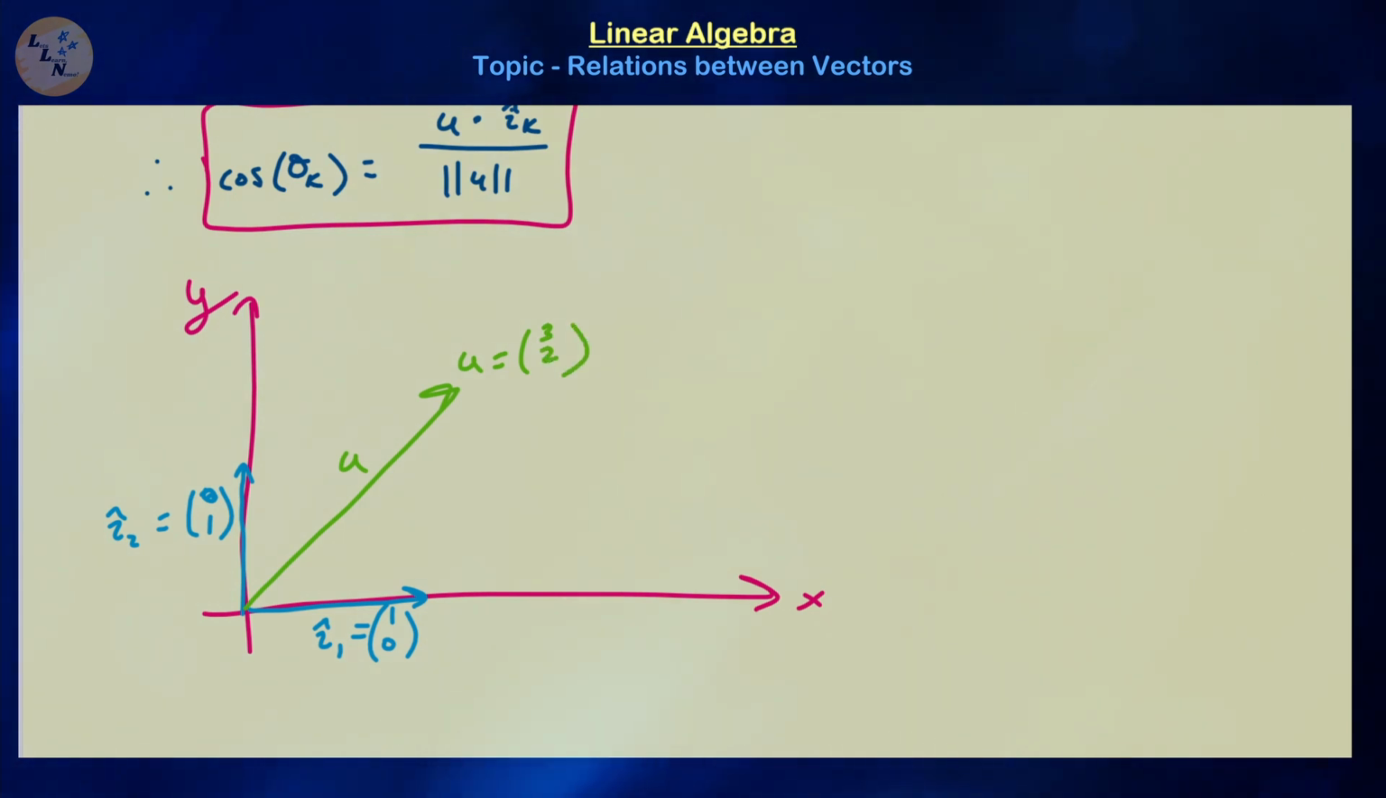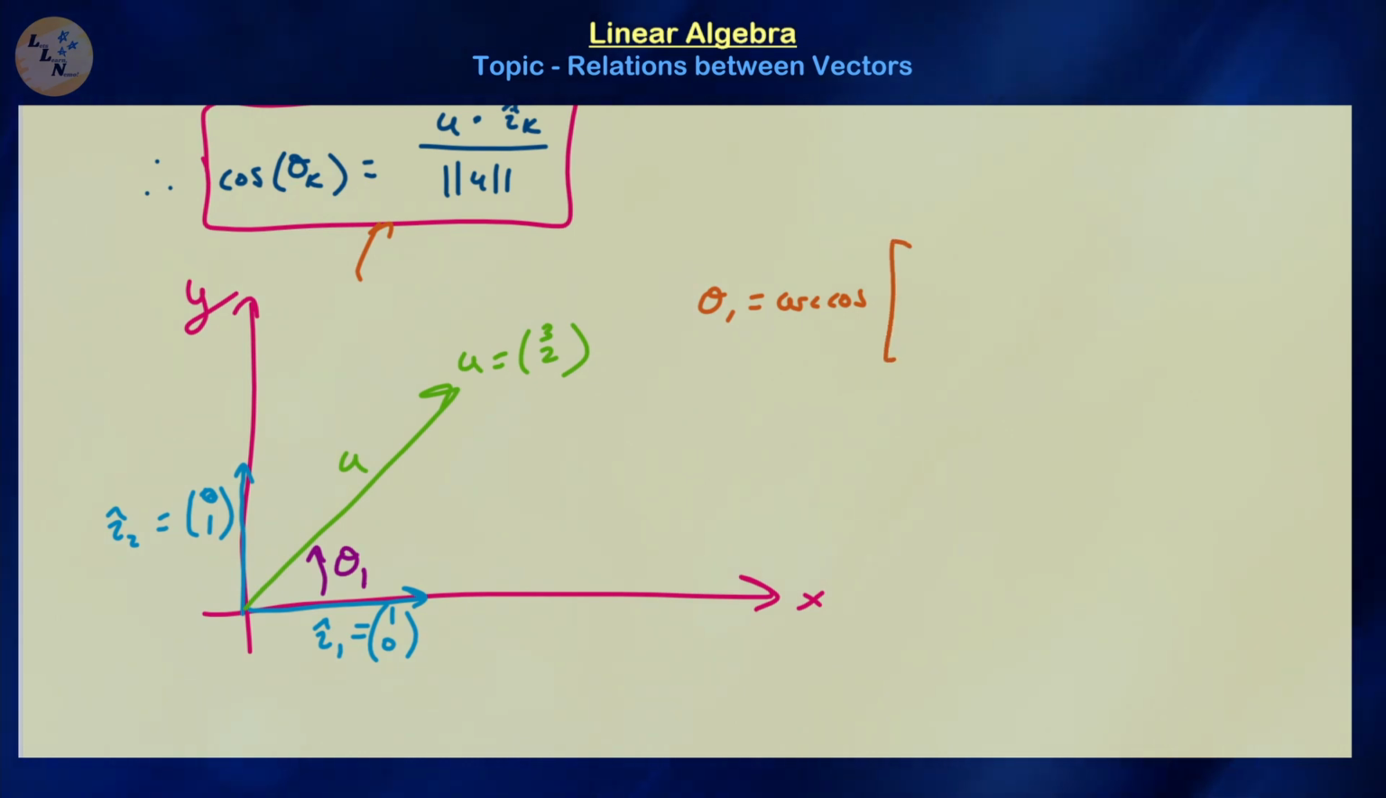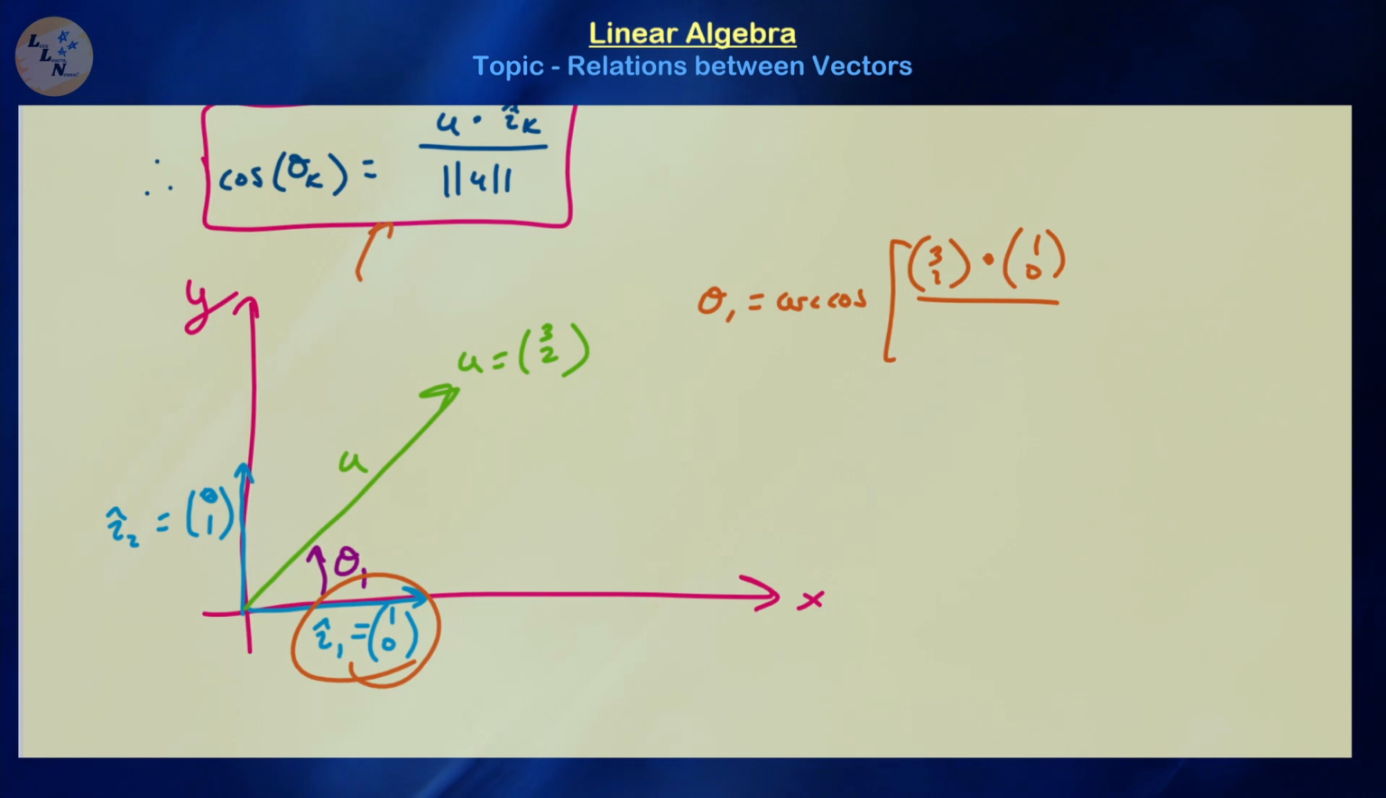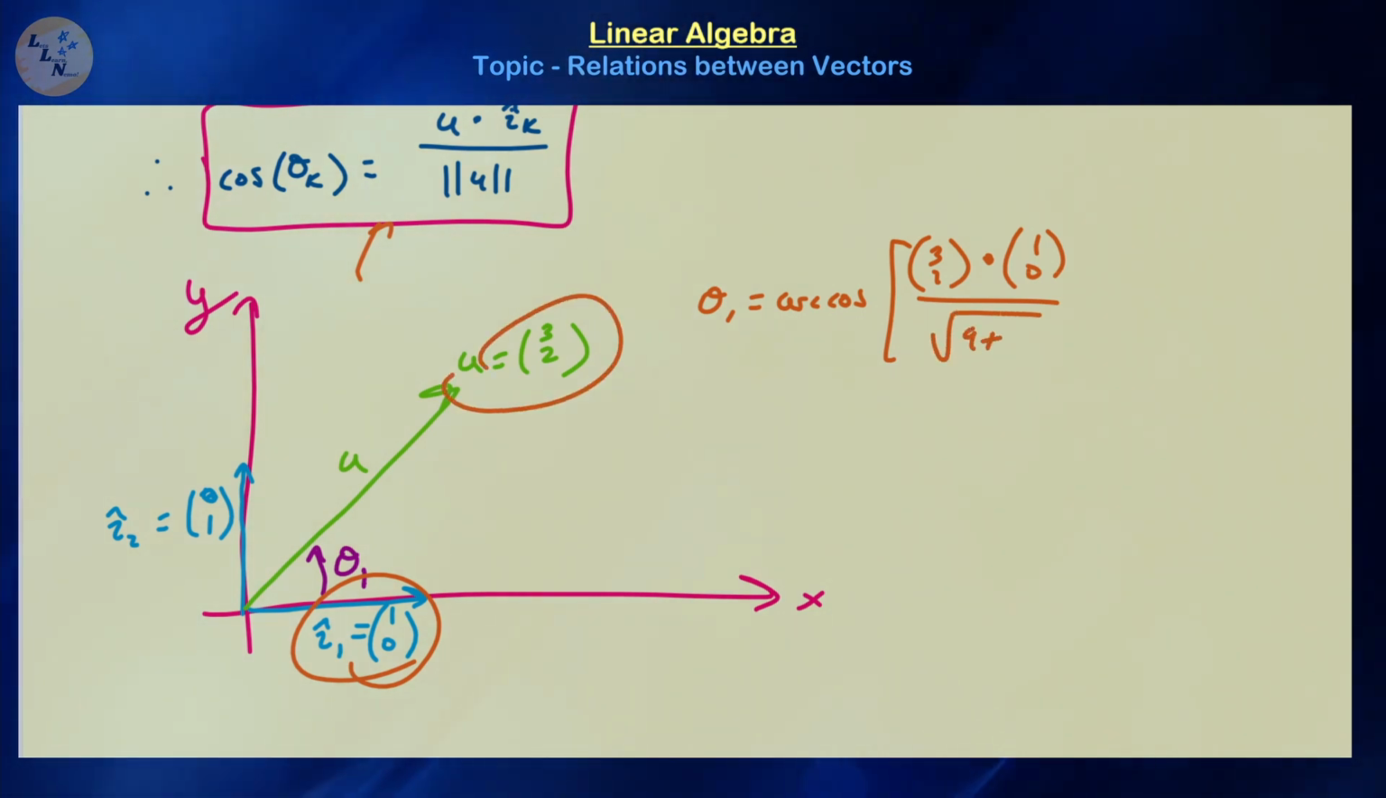Now let's assume that we want to find this angle theta, and let's call it theta 1, because it's the angle with respect to principal axis 1, which is just theta in the two-dimensional case. So using this little formula that we've built, theta 1 is going to be equal to the arc cosine of the dot product of the vector (3, 2) with the vector (1, 0), divided by the norm of our vector u, which is the square root of 9 plus 4.